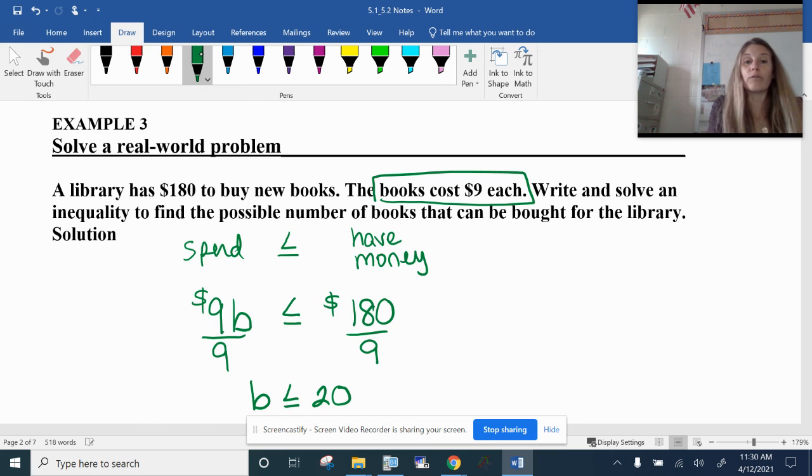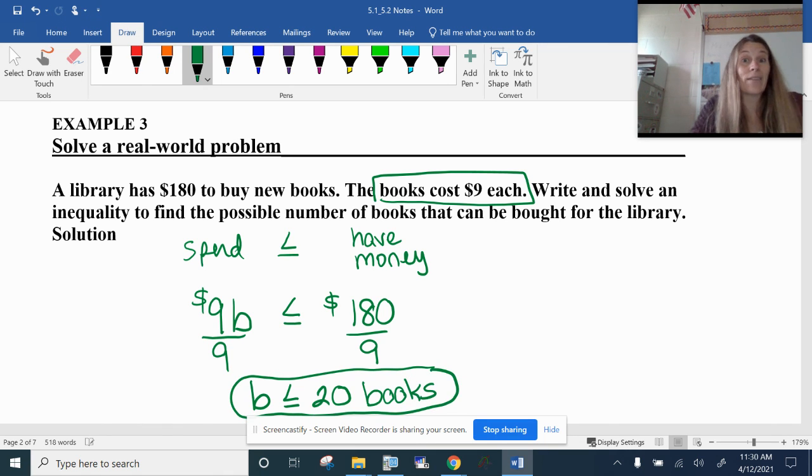A library has $180 to buy new books. The books cost $9 each. We divided that, and we are left with 20 books. So the most amount of books that we can buy are 20. Do we have to buy 20? Can we spend less than the $180? Sure. Can we spend more than that? No.